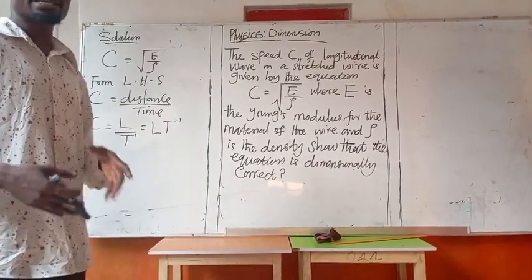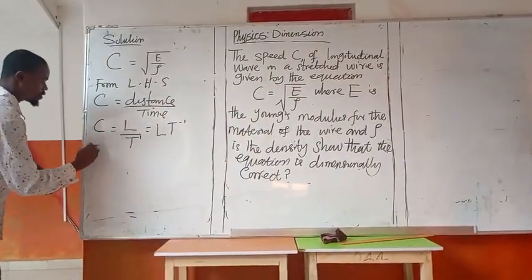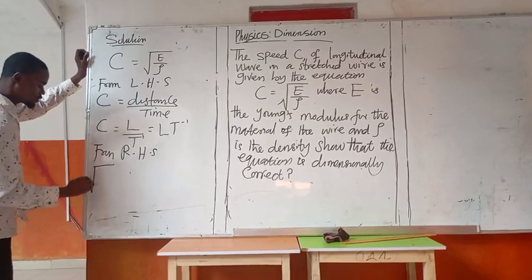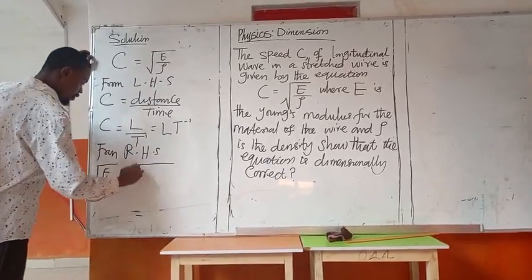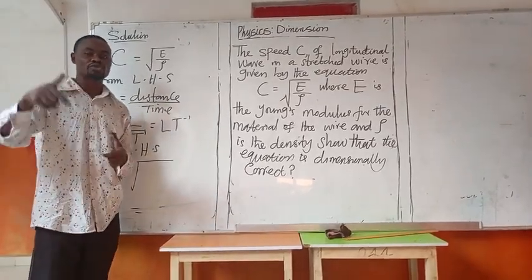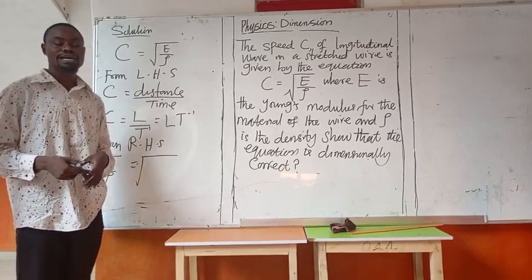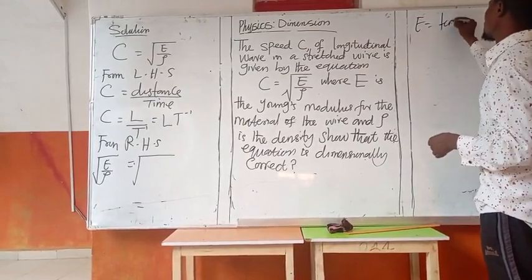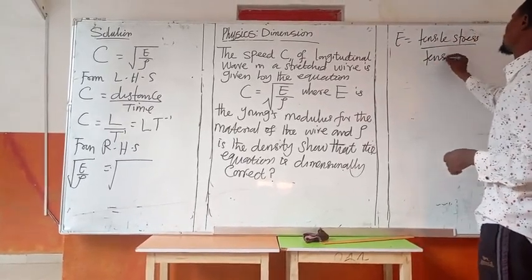If it is the same as this, we say the equation is dimensionally correct. Now, from the right hand side, what we have is the square root of E all over rho. And we know that E is the Young modulus. And Young modulus is what? The ratio of tensile stress to tensile strain, which is stress over strain. Young modulus is equal to tensile stress all over tensile strain.